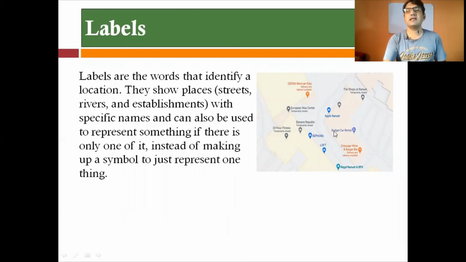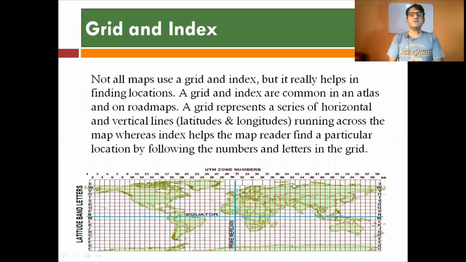So these are the different things, if you take the map of any town, any street, or any city or anything, these labels will give you some different data. So if there is any restaurant or cinema, any road or anything, each label is showing something, and they have some sort of data or information. Then comes the grid and index. Not all maps use a grid or an index, but it rarely helps in finding location.